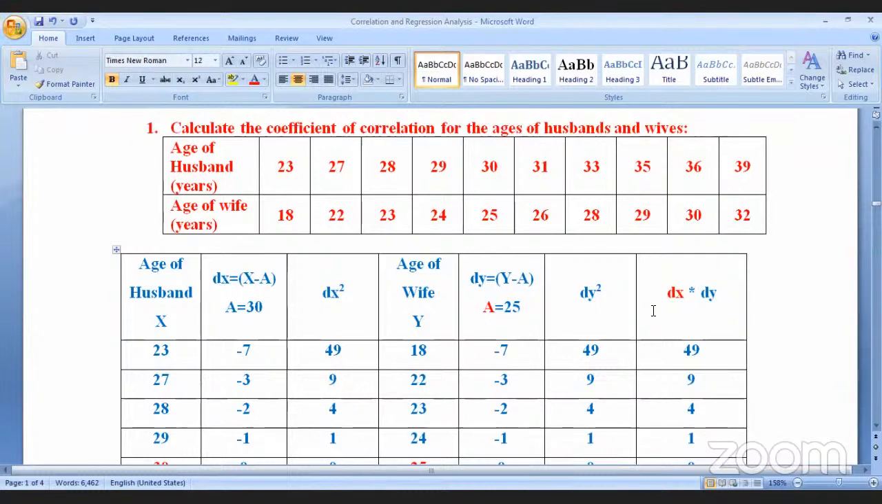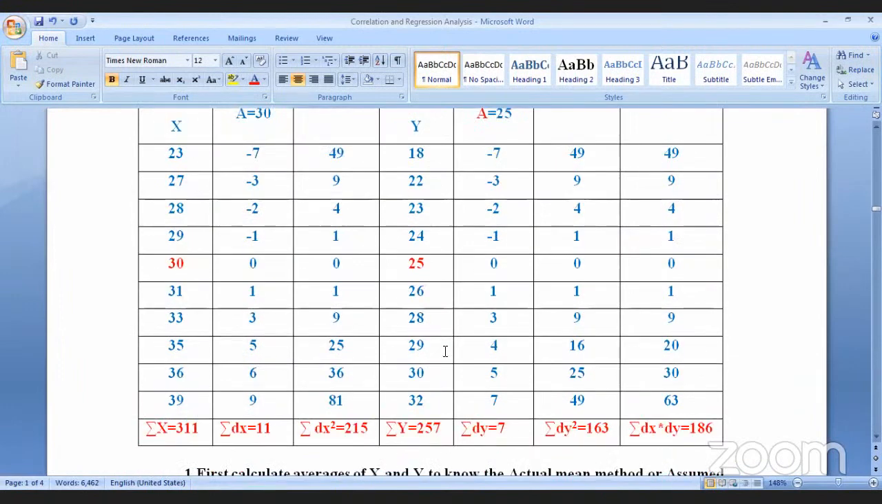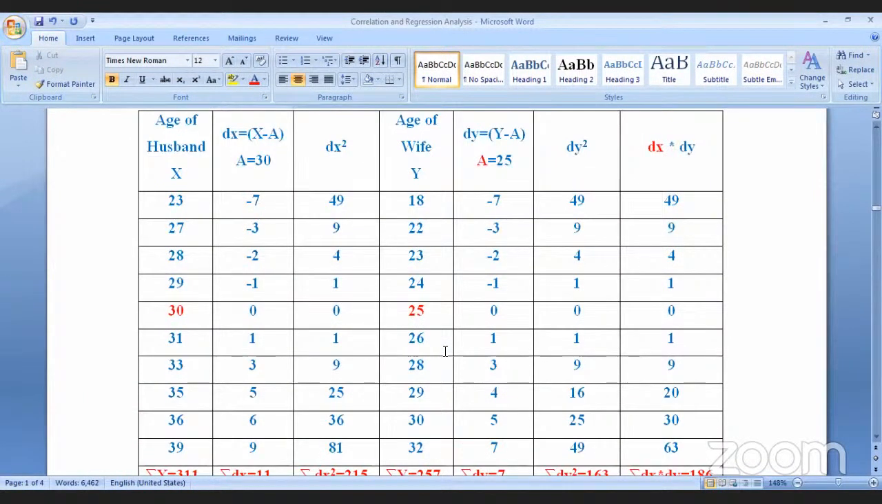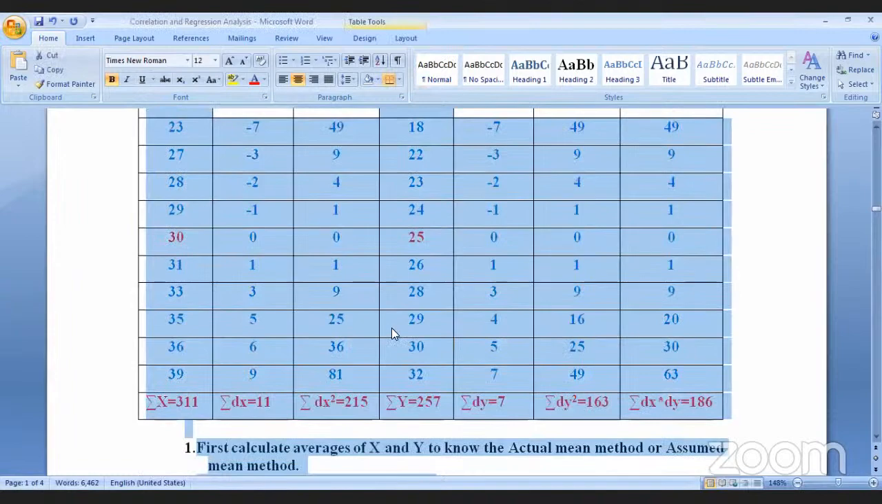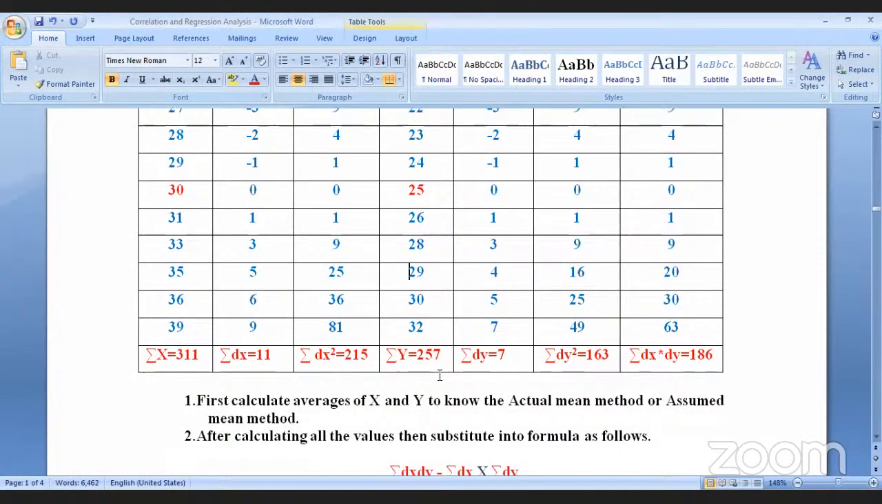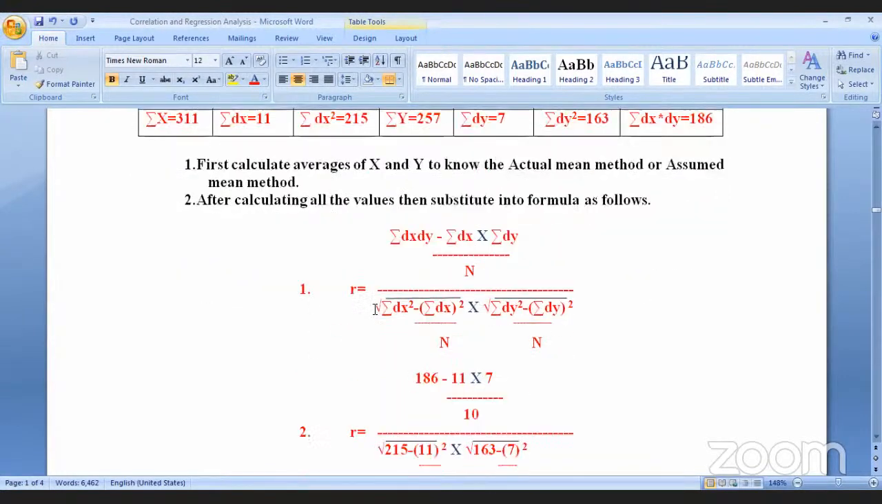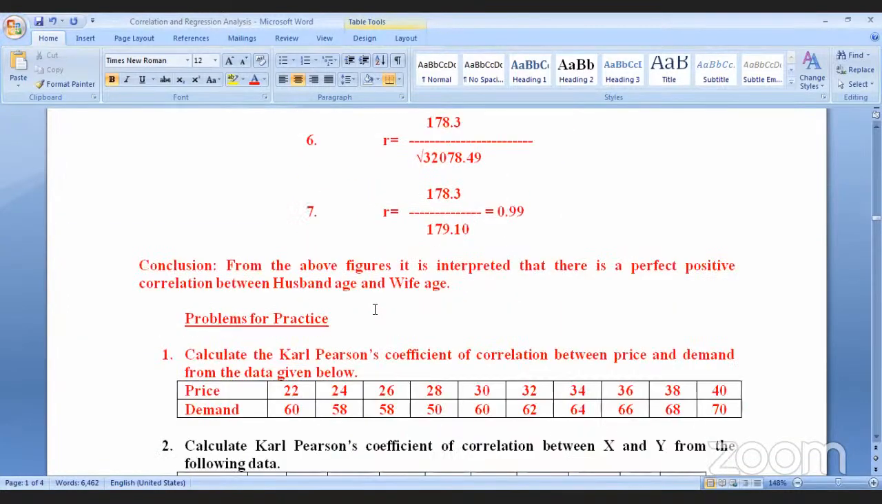See, the actual mean method problem and the assumed mean method problem look the same, but observe carefully. We have x and y variables. The x values are written here, and the y values are written here. Here we need to find sigma x, that is 311, and sigma y, that is 257. We first calculate the average of x and y to know whether to use the actual mean or assumed mean method. After calculating all the values, we substitute into the formula.